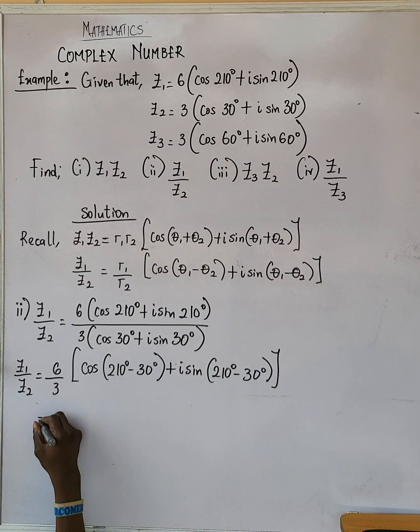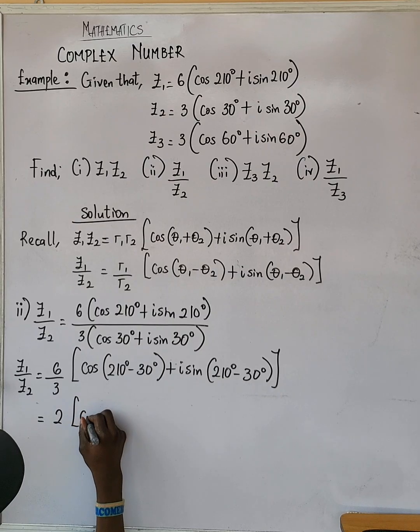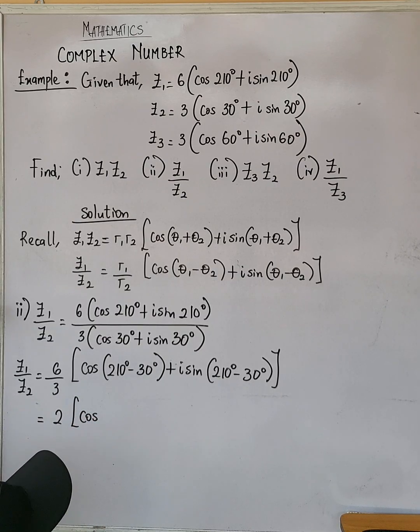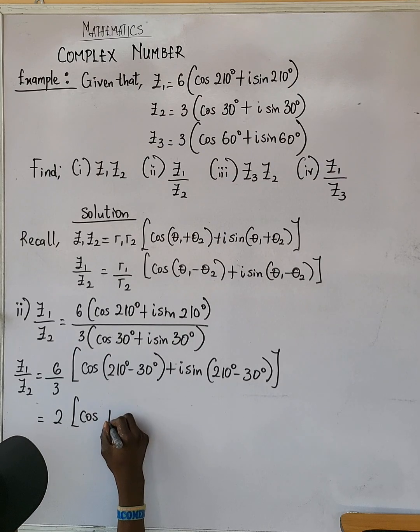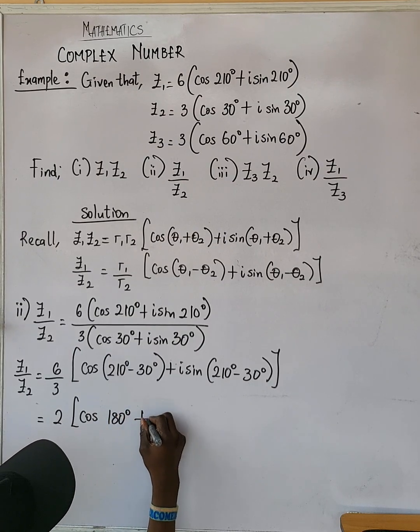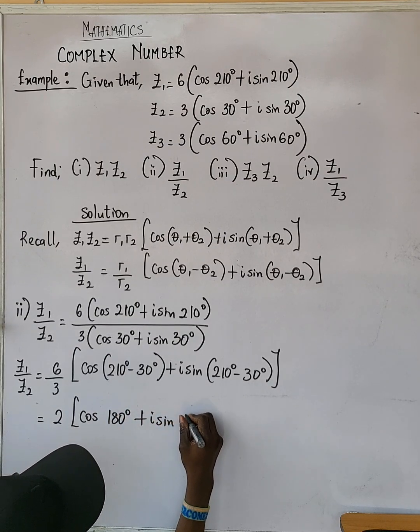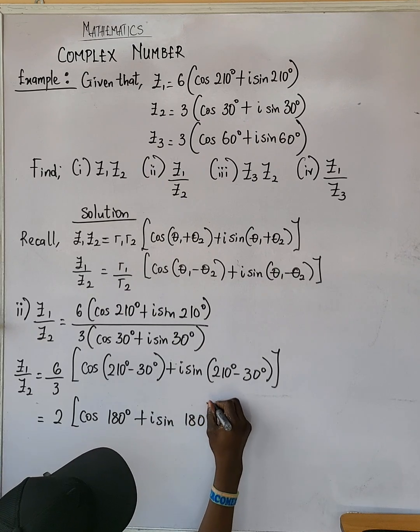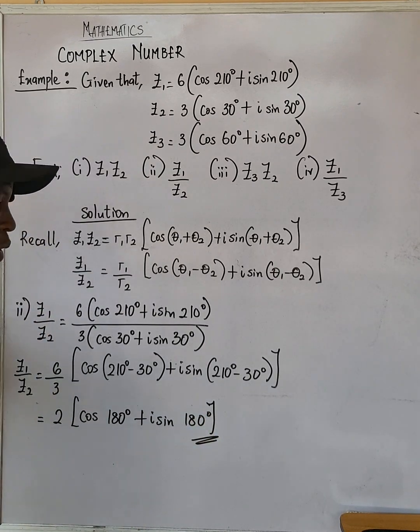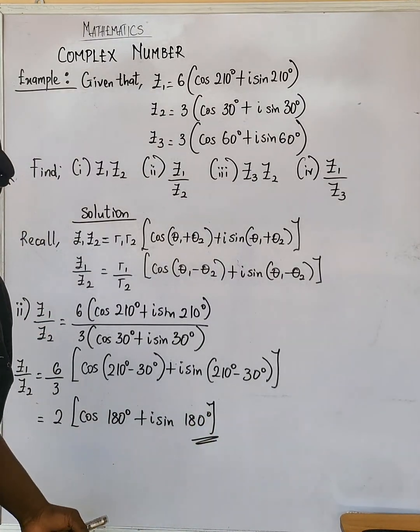So what are we going to have? 6 divided by 3 will give us 2. Then here will now be cos. 210 minus 30 will give us 180, right? That's cos 180 degree plus I sine 180 degree. So I can choose to leave my answer like this, or I can choose to further put it in the form of radian.